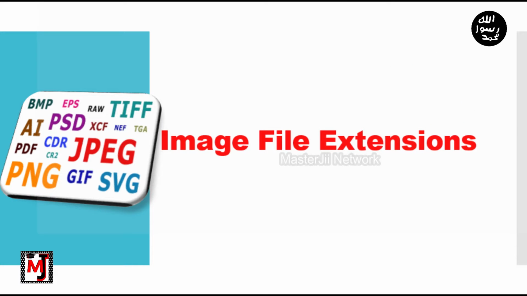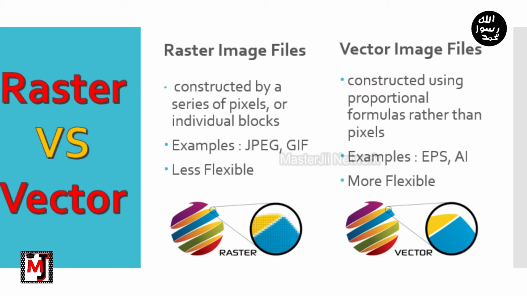Now moving towards the topic, image file extension. The first thing we will discuss in this lesson will be vector versus raster image files. Raster image files. Raster images are constructed by a series of pixels or individual blocks to form an image. JPEG, GIF, and PNG are all raster image extensions. Every photo you find online or in print is a raster image.